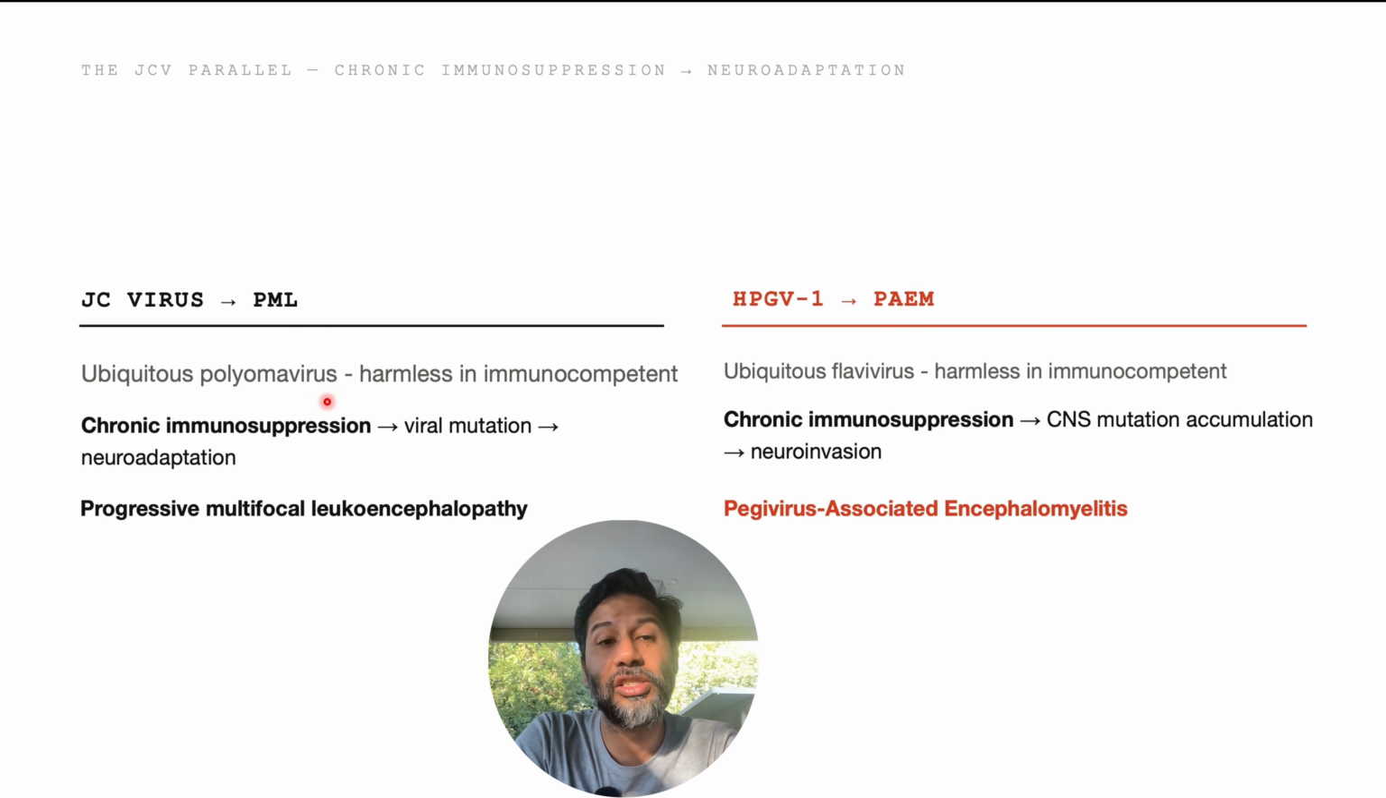So JC virus is a ubiquitous polyomavirus, harmless. 60% of the population have it. But if you're chronically immunosuppressed, we have constant viral mutations occurring. Those mutations mean that the structure of the actual virus changes and it becomes neuroadaptive. It can then spread to the brain and infect oligodendrocytes, causing progressive multifocal leukoencephalopathy. And it's a very similar theory, and again, a very new virus, that's come out with PAM: a ubiquitous Flavivirus. It's harmless, but then with chronic immunosuppression, we have CNS mutations and accumulations that lead to neuroinvasion.